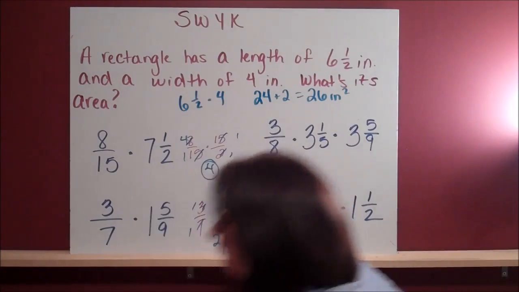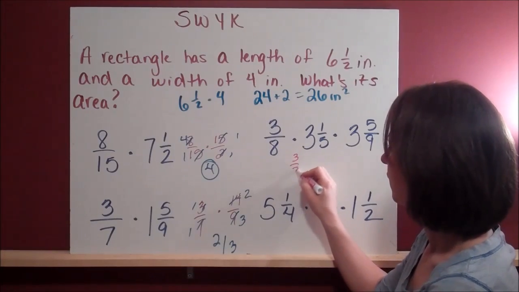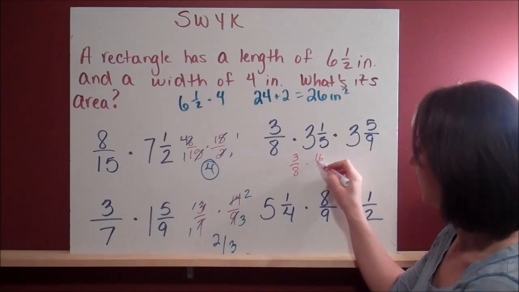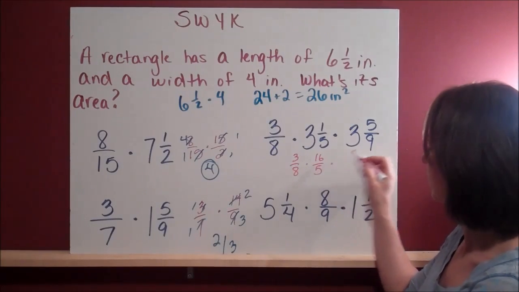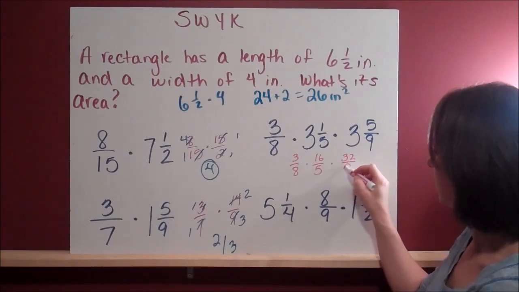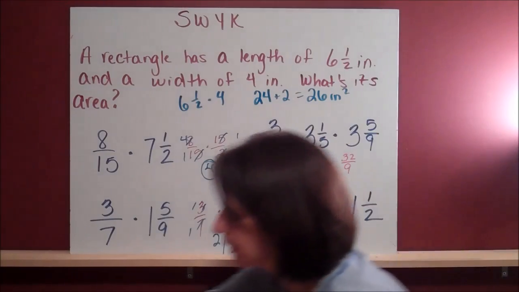All right, let's try this one. We had 3/8. We had 16/5. 27 plus 5 is 32/9. Looking for what I can simplify.